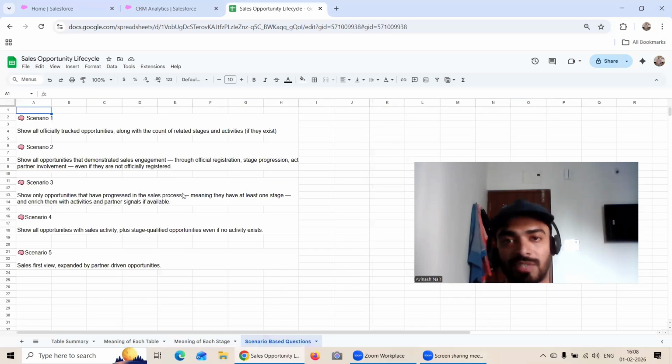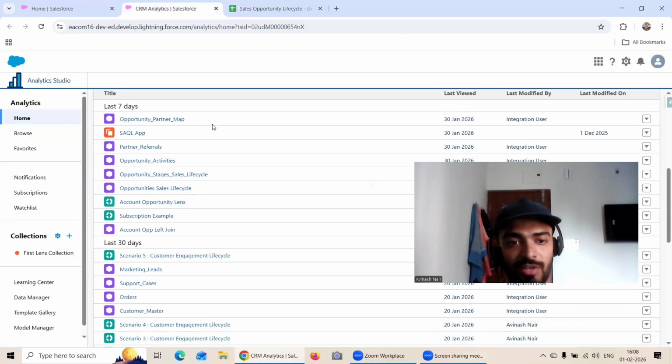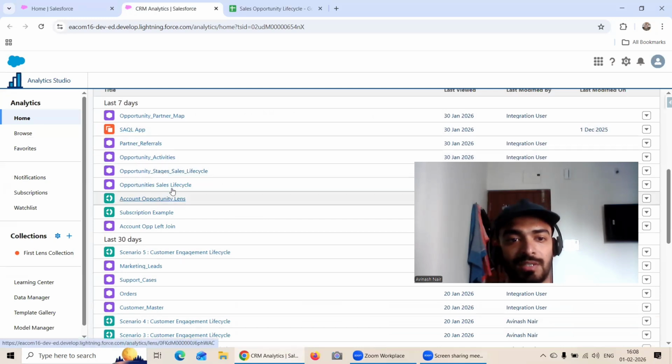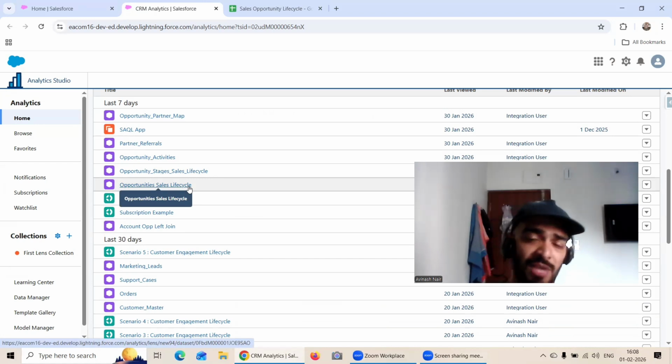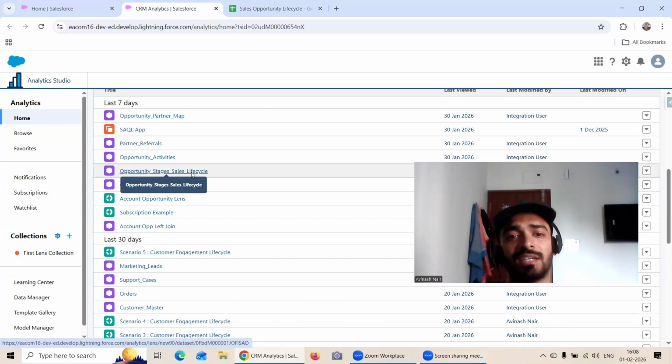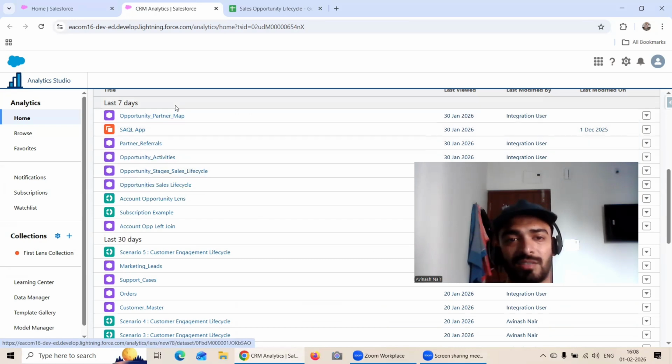And these are some of the scenario-based questions. We will of course walk through them one by one. But remember one thing: once you upload the data, as I mentioned in one of my videos as well, the opportunity sales lifecycle is just a name I have used. You can mention any other names, but when I'm writing the SQL code, this will be the dataset name. For stage, it's sales life cycle in the code, and the others are as they are.